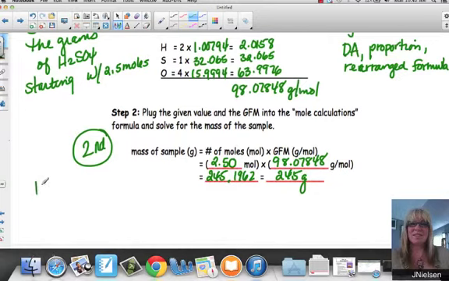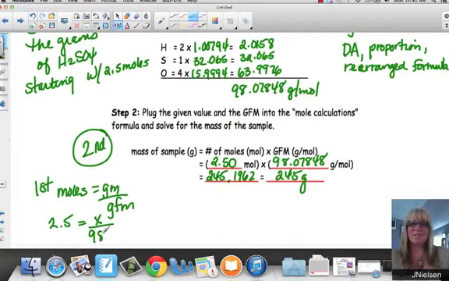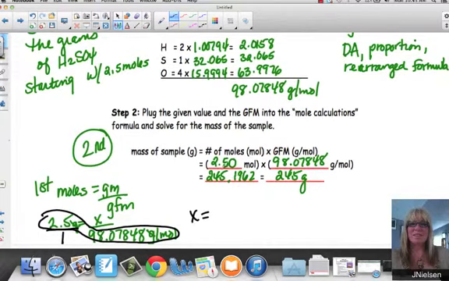Okay, the first method was simply using moles equals given mass over GFM. And what that would look like is 2.5 equals X over 98.07848. And this is grams per mole, and this is grams. So these are going to cancel. And what you do is you put a 1 here. And then you've got 1 times X, which is X. So X equals this times this, which is going to give you 245.1962, which is approximately 245 grams.